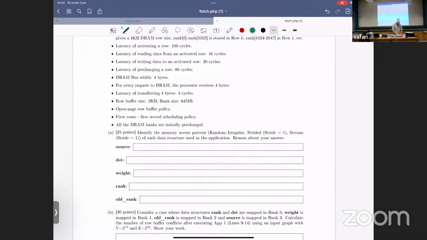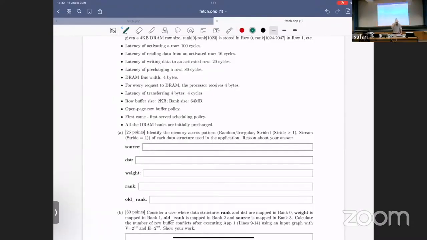So let's go to the first question. The first question says, identify the memory access pattern. It's either random, irregular, strided, or stream. Stream means we have a stride equal to 1. Strided means we have a stride different than 1. And random irregular means that we cannot describe it as stream or strided, for each one of the data structures used in the application, and we need to reason about the answer, right?